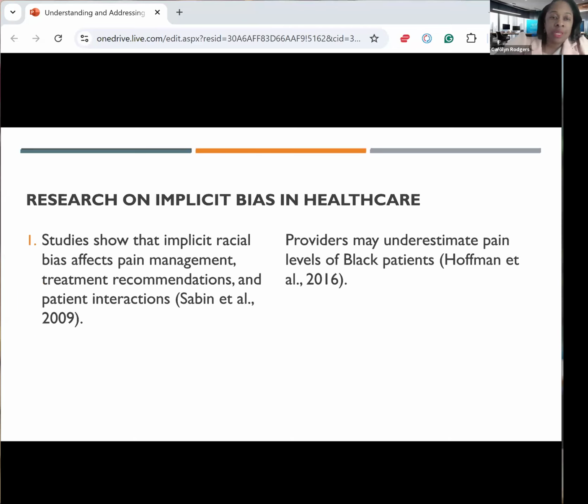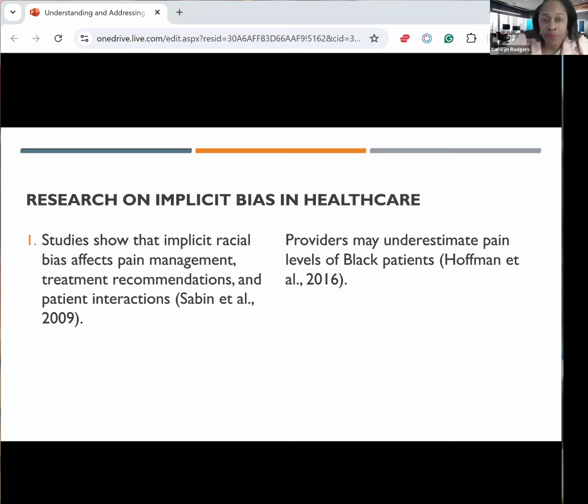So, what does the research on implicit bias in healthcare say? Well, again, studies show that racial biases affect pain management, which is a big part of childbirth. Some treatment recommendations may not be put forth. And then, of course, there's the patient interaction. If patients don't feel like they trust their providers, there's going to be less interaction between the patient and the provider. And again, providers may underestimate pain levels of Black patients. I want to hammer that home because that is very important, very relevant, and it's thick throughout the research.